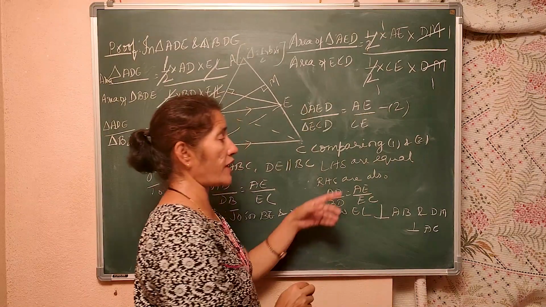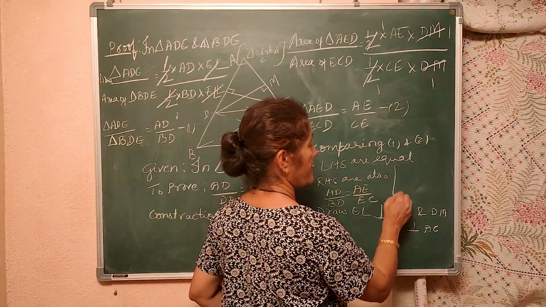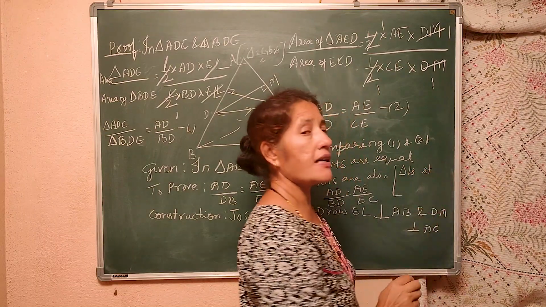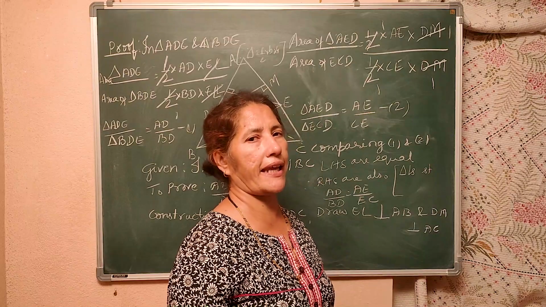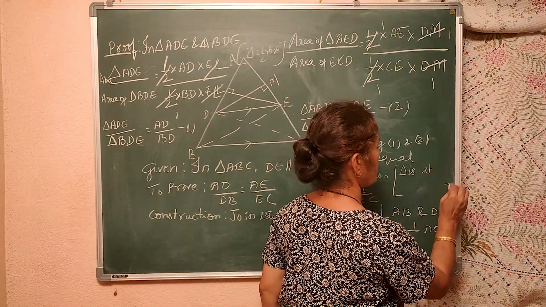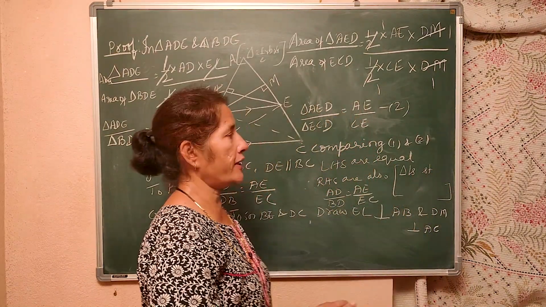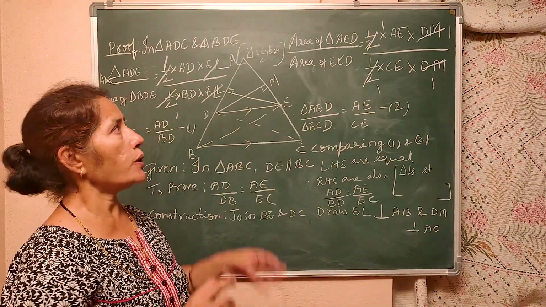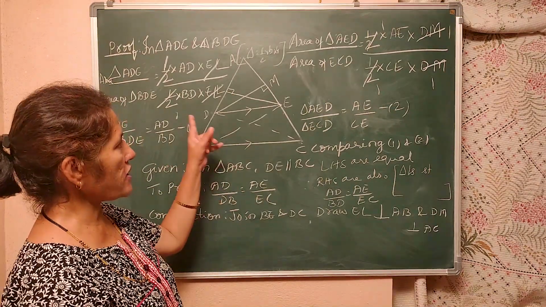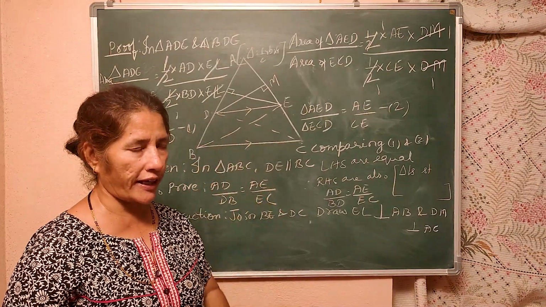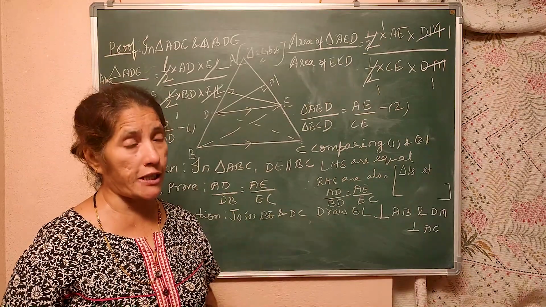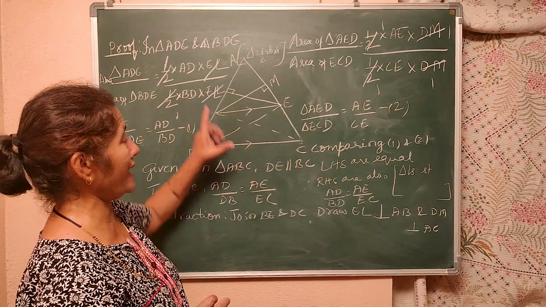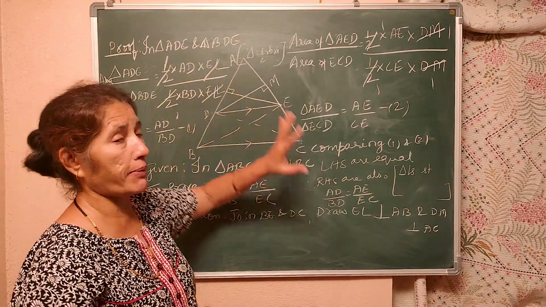So, why can you say left hand sides are equal? You have to write down the reason: triangles standing on the same base and between the same parallels are equal in area. That is the reason you have to write down here. Then only they will understand why you have written this equal. Is it clear? So, according to Thales, if a straight line is drawn parallel to a side of a triangle, it divides the other two sides proportionally. That is, when DE is parallel to BC, AD by DB is equal to AE by EC.